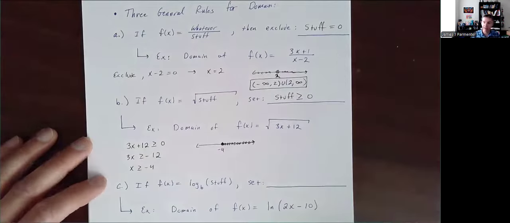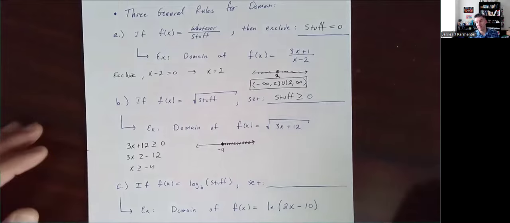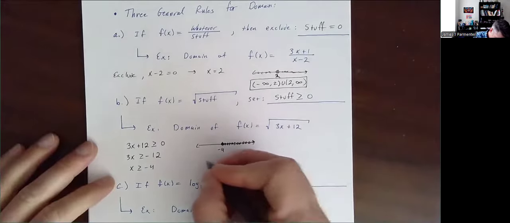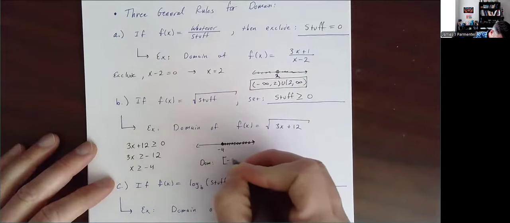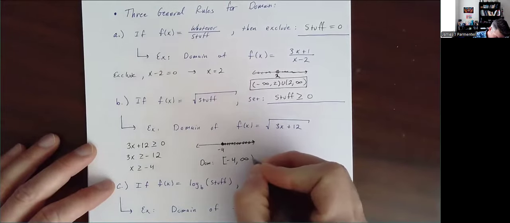All those numbers to the right, like negative 3 or negative pi or 2 or e or pi to the 7th power or 1,000, all those numbers are bigger than negative 4. So my domain here would be negative 4 with a bracket because I want to include that number, all the way to infinity.